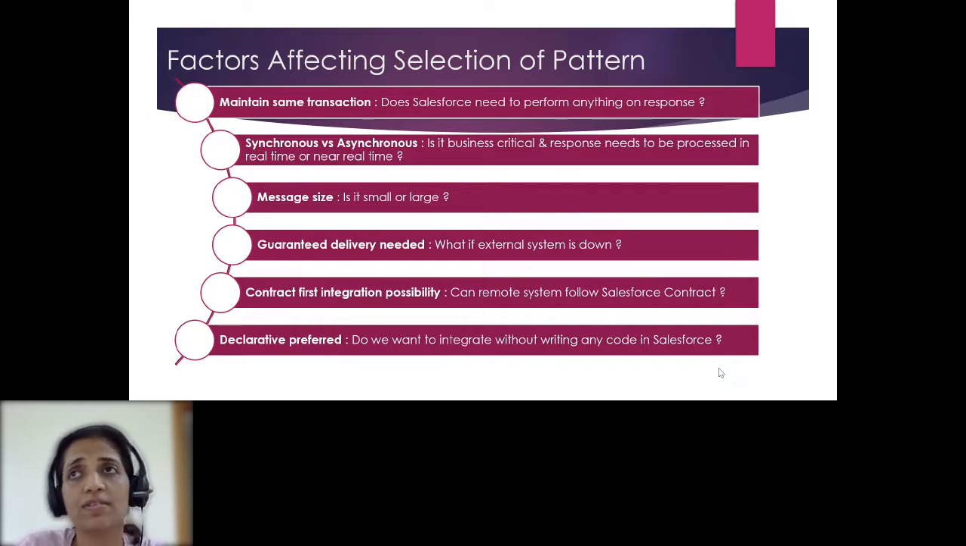Other thing is when two systems are interacting, there should be a contract which has been established between both the systems. So is there a possibility that the contract is established before or not? And the last is whether there is a preference to go with declarative, right? We work on a platform where time to market is always very critical, and integrating systems is not easy. So is there a declarative approach that is preferred? Is the other question that you would ask.